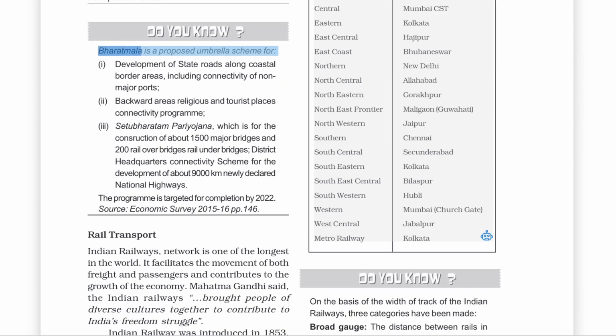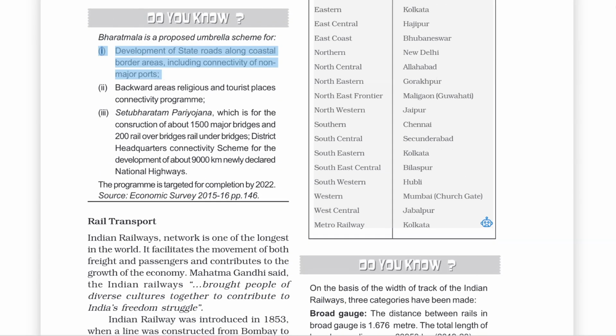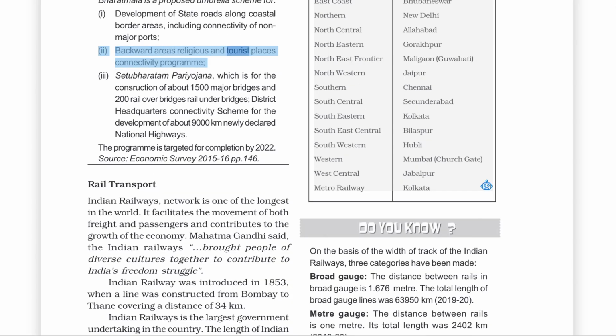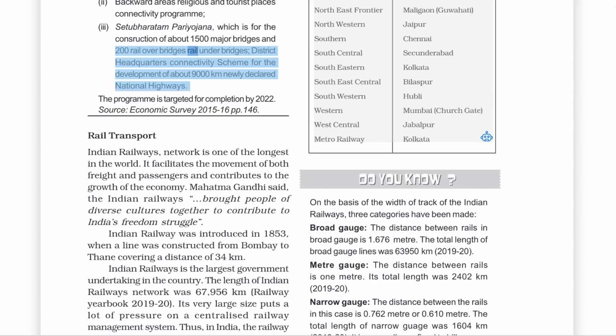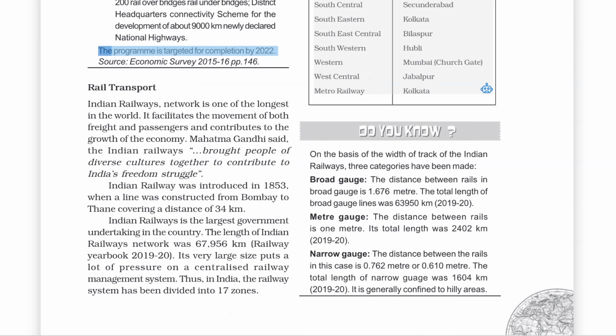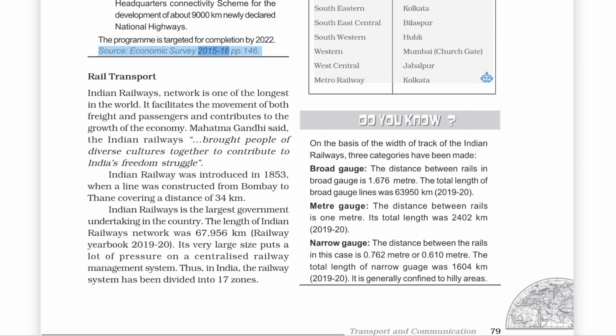Baramulla is a proposed umbrella scheme for development of state roads along coastal and border areas, including connectivity of non-major ports. 2. Backward areas, religious and tourist places connectivity program. 3. Setu Bharatam Pariyojana, which is for the construction of about 1,500 major bridges and 200 rail over bridges and rail under bridges. District headquarters connectivity scheme for the development of about 9,000 kilometers of newly declared national highways. The program is targeted for completion by 2022. Source, Economic Survey 2015-16, page 146.